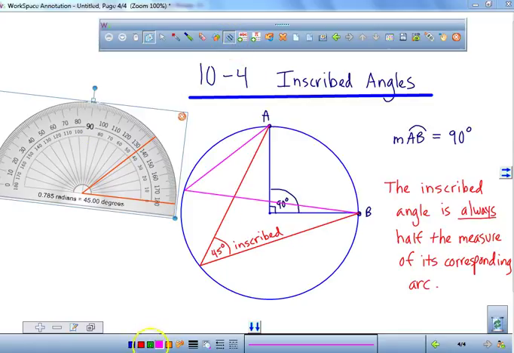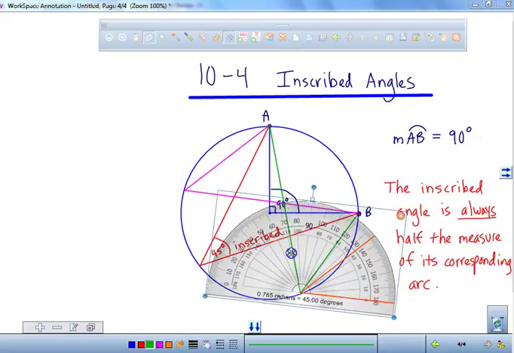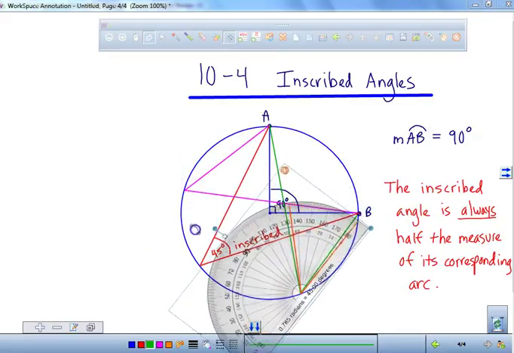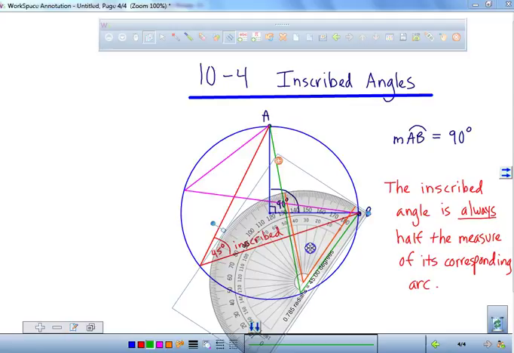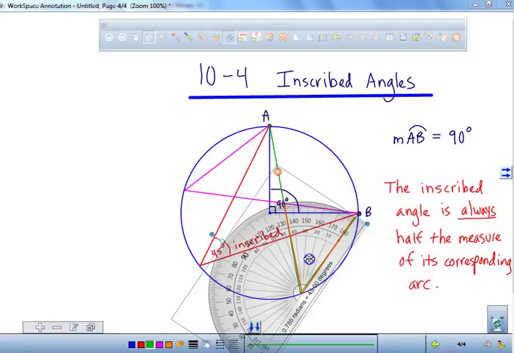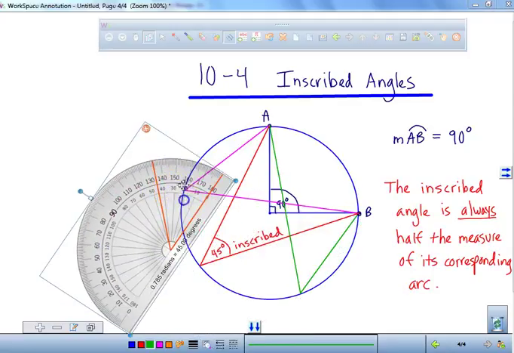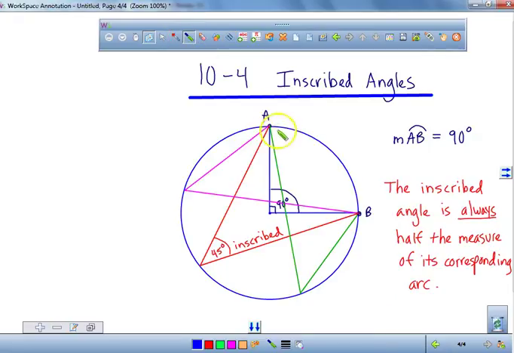All right, let's do a different color. From A, watch. Right there. And then from right there to B. So no matter where I make the inscribed angle, what does it always do? It's always half the measure of the corresponding arc, every single time. So you can technically have an infinite number of inscribed angles going all the way through the circle. Does everybody see how they share what? They share this arc from A to B.